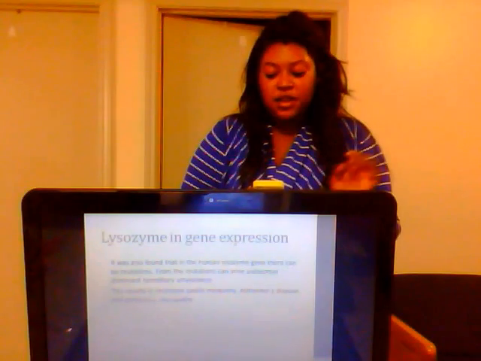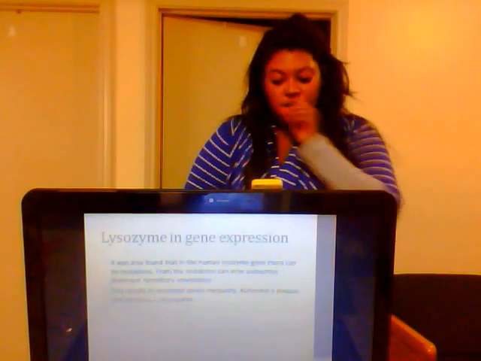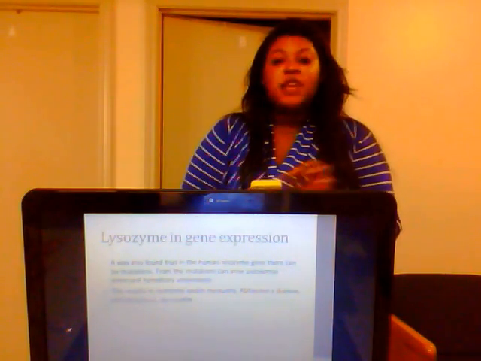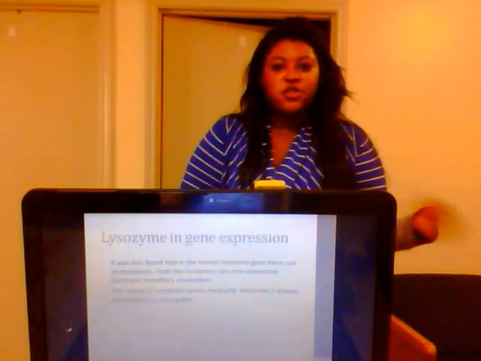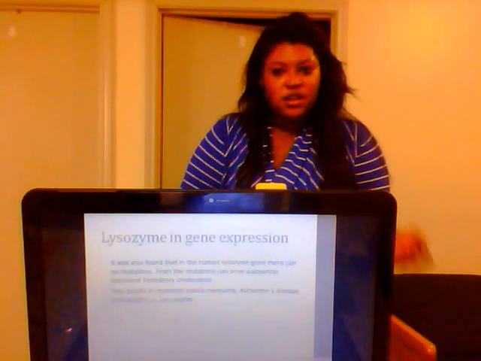So lysozyme is involved in gene expression. Lysozyme is found in cardiac myopathy and other neurological diseases. It was also found in Alzheimer's.